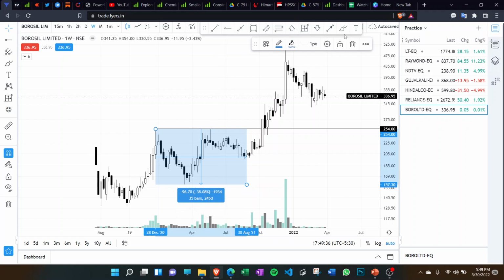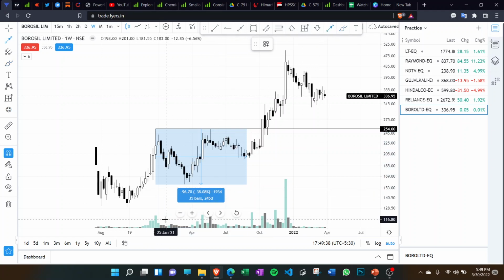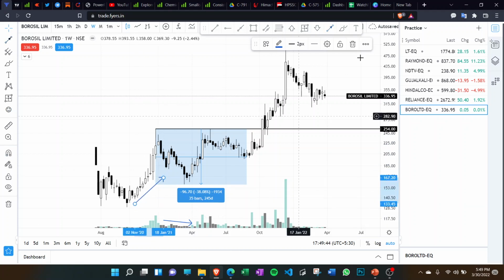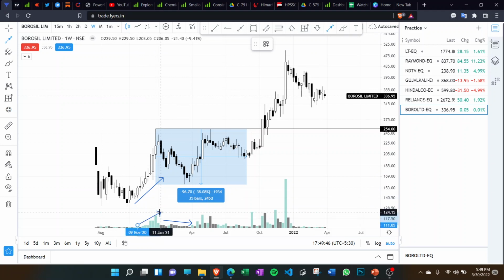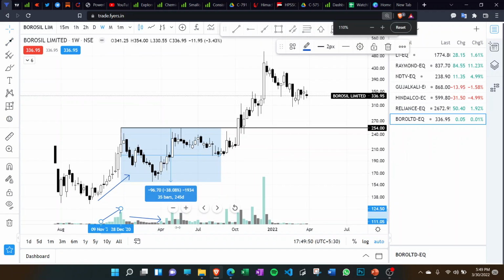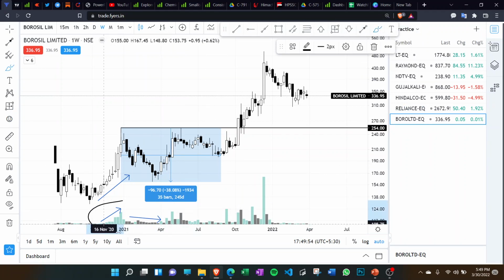And look at what the volume did. Volume started declining, as you can see here. When the stock was in an uptrend, the volume was climbing up. Let me zoom in a bit. Look at the volume here and look at the uptrend. And after that, when the price fell, what happened with the volume? It also started declining with the price.